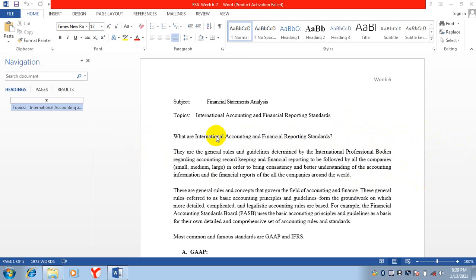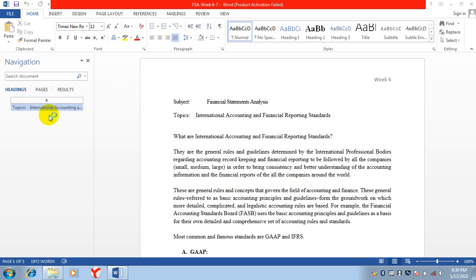Today, we are going to start international accounting and financial reporting standards. Now, what are international accounting and financial reporting standards? They are the general rules and guidelines determined by international professional bodies regarding accounting record keeping and financial reporting to be followed by all companies, whether these are small companies, medium companies, or large companies, in order to bring consistency and better understanding of accounting information and the financial reports of all the companies around the world.